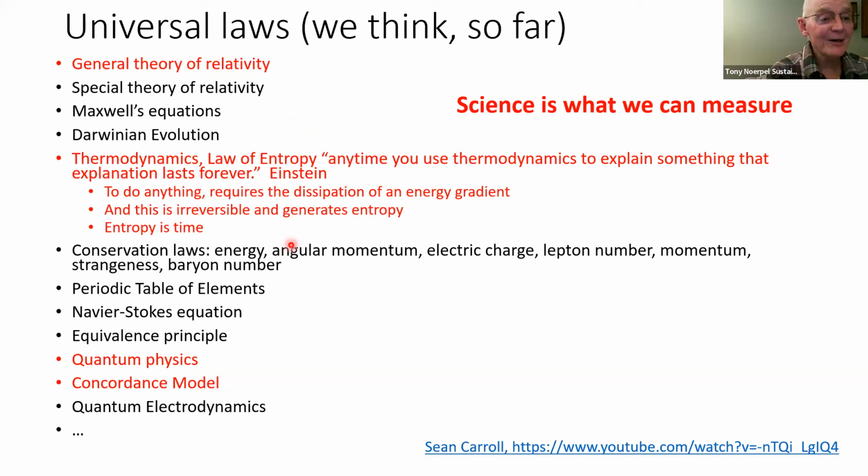Probably all these laws are true at scale, and if you get into different scales, there are approximations to a better law, like Newton's law of gravity is true, but it's an approximation to the general theory of relativity when you make some simplifying assumptions. Let's take quantum electrodynamics. And by the way, this is not a complete list.